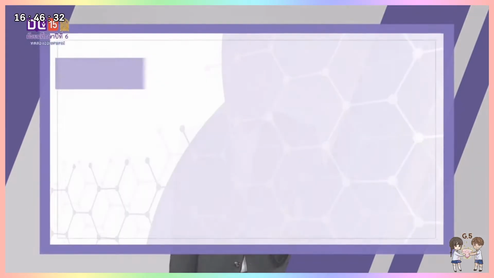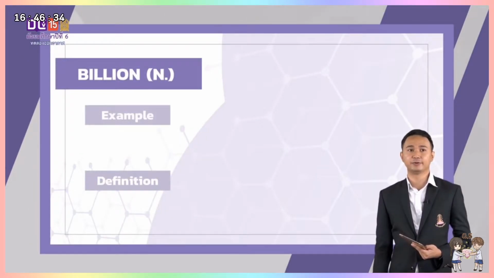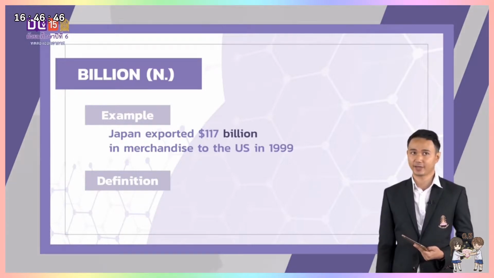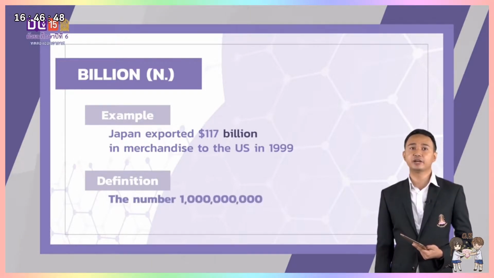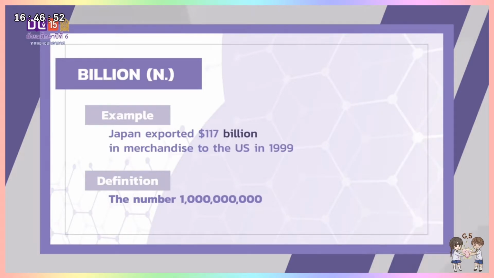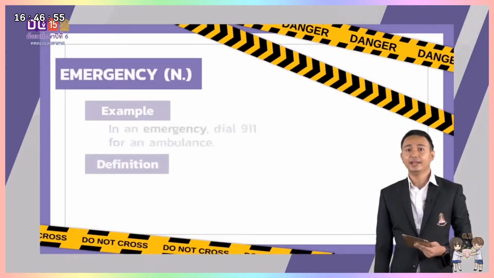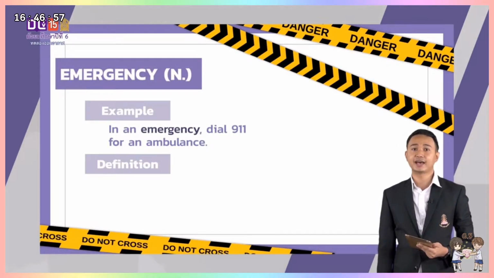The first word is billion. For example, Japan exported $117 billion in merchandise to the US in 1999. Can you guess the meaning? Okay. It means the number of 1,000 millions. Next, emergency. For example, in an emergency, dial 911 for an ambulance.